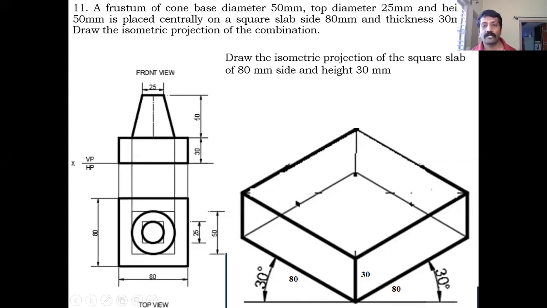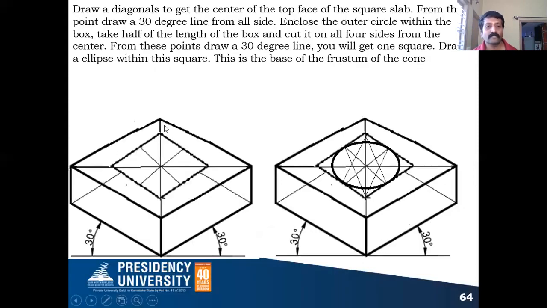So after this, how to find out the center of the square slab? You draw the diagonals. So to draw it, you draw a diagonal for the square slab. You're going to get the center of your top face of the square slab. After this, I need to construct the base of the frustum of a cone.